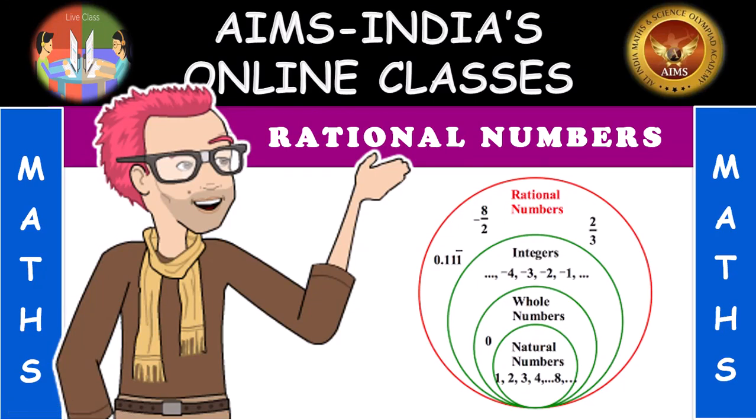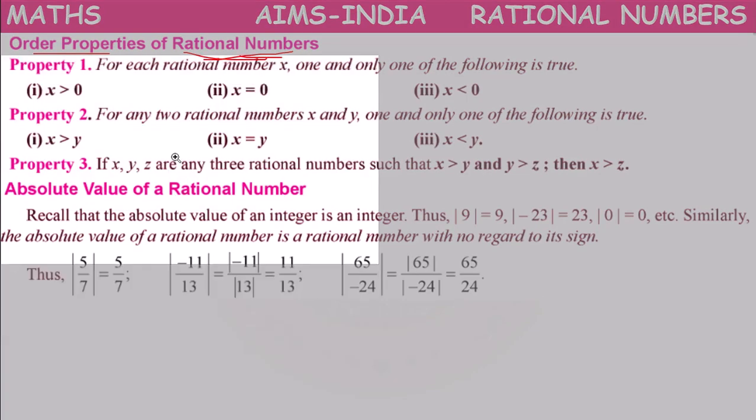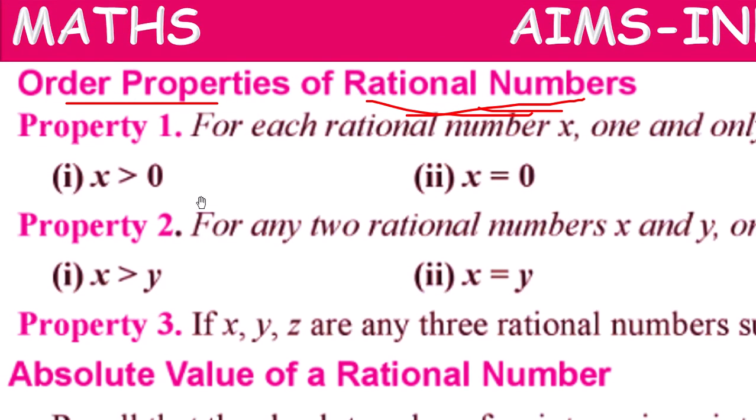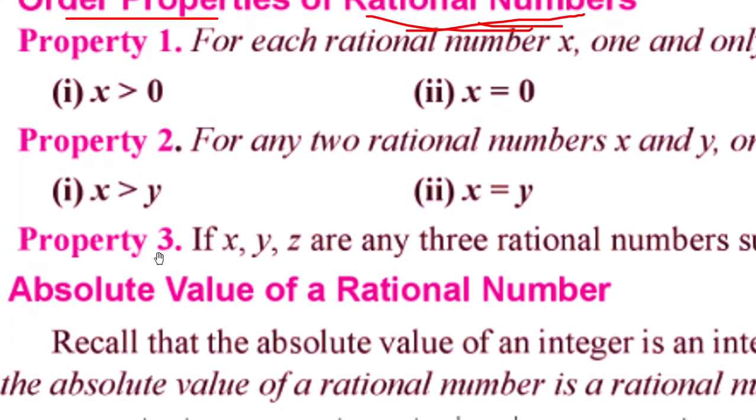Today from the mathematics subject, we are going to continue the rational numbers topic. Our concept today is order properties of rational numbers. Regarding rational numbers, we have some properties, children: property 1, property 2, property 3.